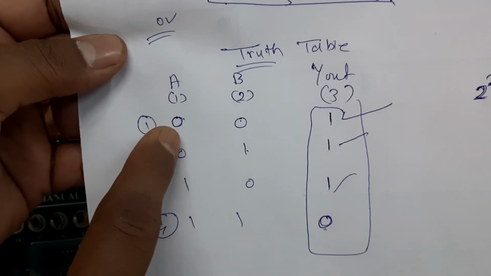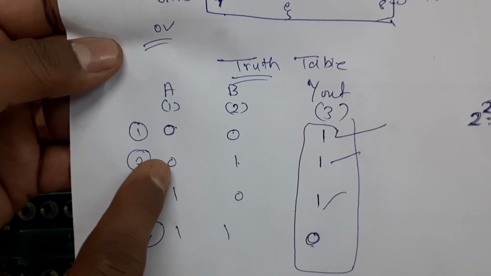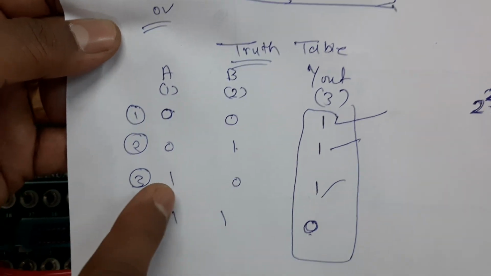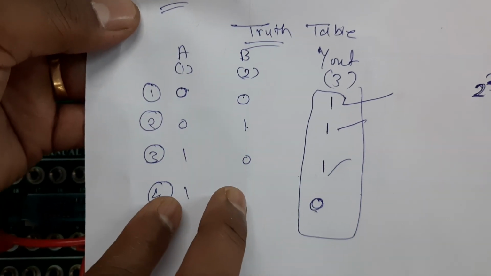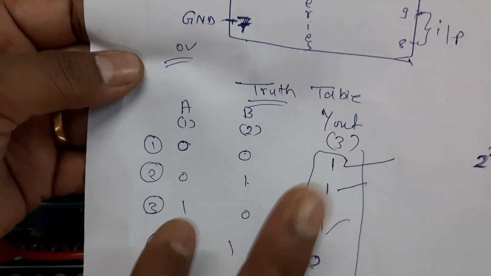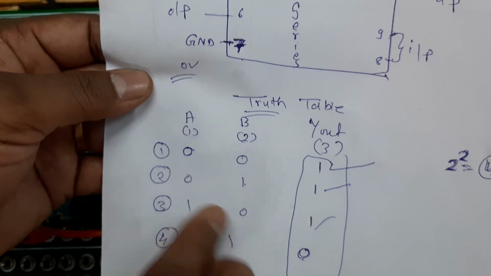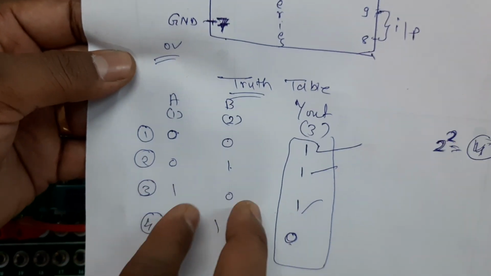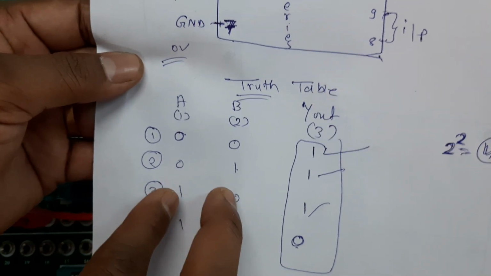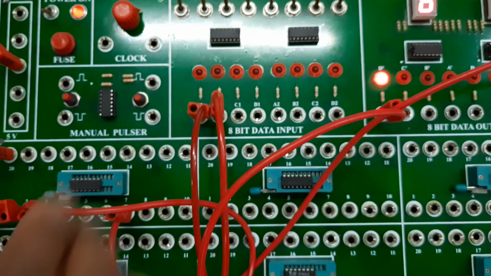When we apply both inputs 0, output has to be 1. When we apply input 0 and 1, output again comes 1. And when we give 1 and 0, output again comes 1. When both the inputs are high, output has to be low. Likewise, when both inputs are low, output is high. When one of the inputs is low, still output is high. Same case when one of the inputs is high, output will be high. When both the inputs are high, output will be low. Okay, so I'll verify it.